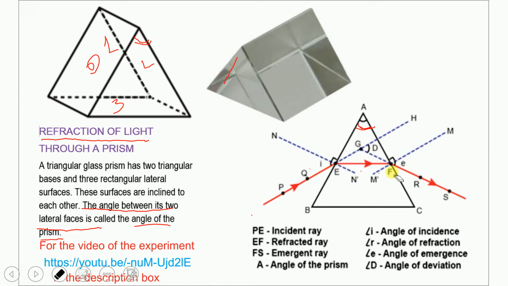So here is the angle of deviation. Understand what the angle of deviation is: it is the angle between the incident ray and the emergent ray. I is the angle of incidence. Next, R is the angle of refraction, which you already saw. And E is the angle of emergence. And the angle of deviation is D, which we already saw.